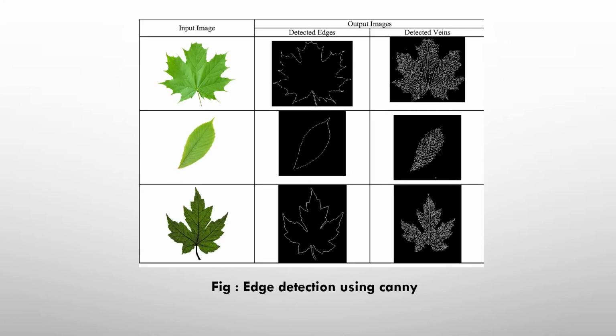So the following figure shows the process of edge detection using Canny. The first step is the input image, in which images of plant leaves are gathered using digital media like a camera, mobile phone, etc. with the desired resolution and size. In the next step, the border and textual edges of the leaves are detected, and in the last step, the veins on the leaves are identified.